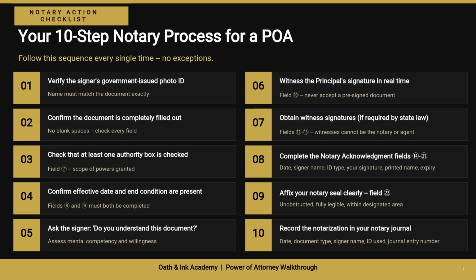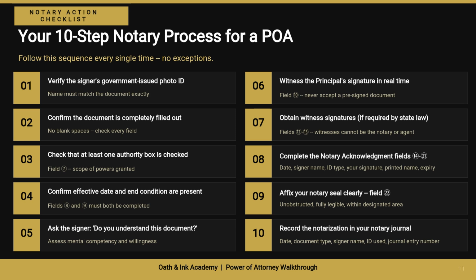Step 1, verify the signer's government-issued photo ID and confirm the name matches the document exactly. Step 2, confirm every field is completely filled, no blank spaces. Step 3, confirm at least one authority checkbox is checked. Step 4, confirm the effective date and the termination condition are both present. Step 5, ask the signer directly, do you understand this document and are you signing it of your own free will? This is your competency and willingness check.